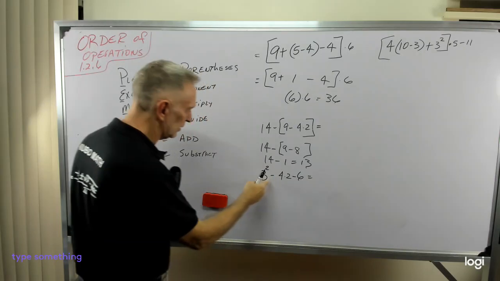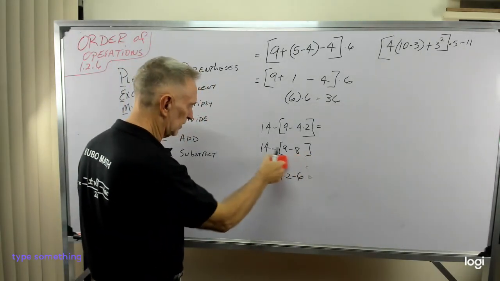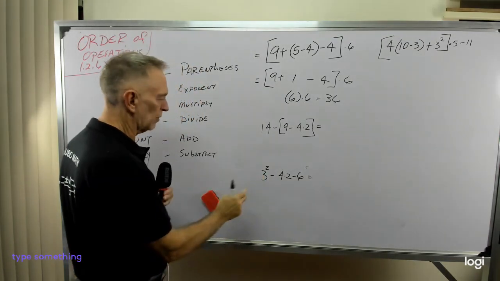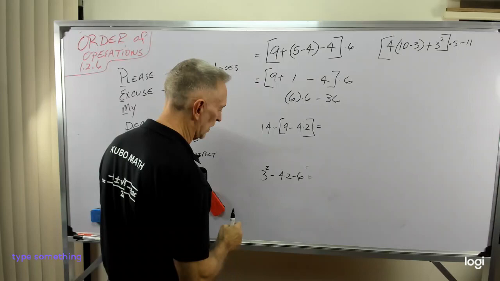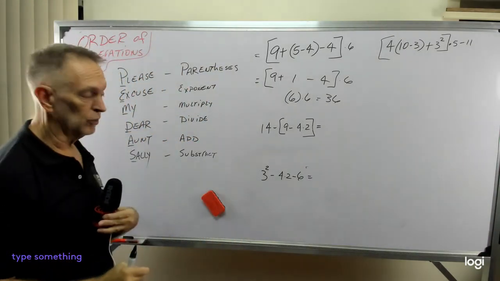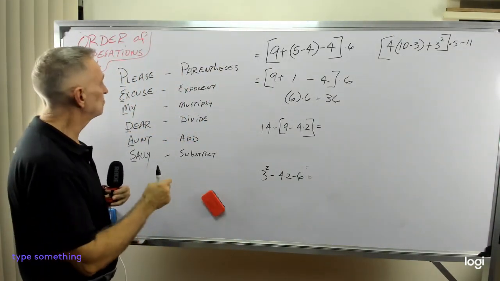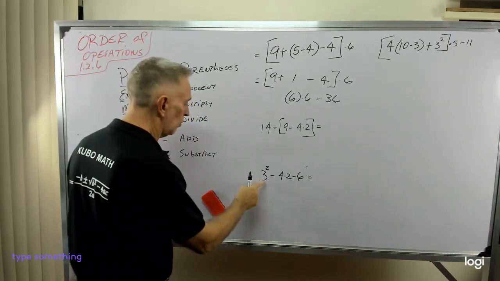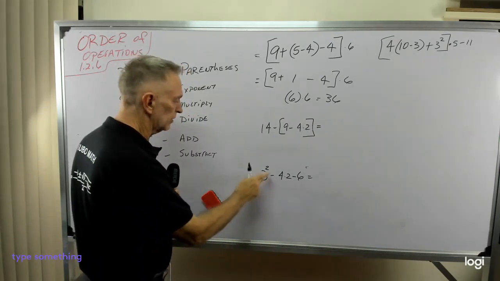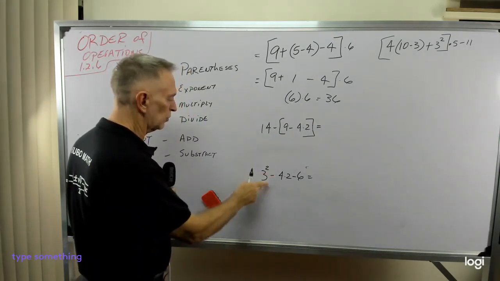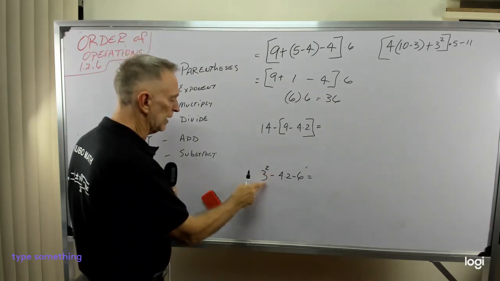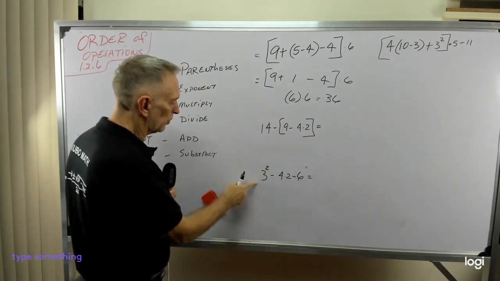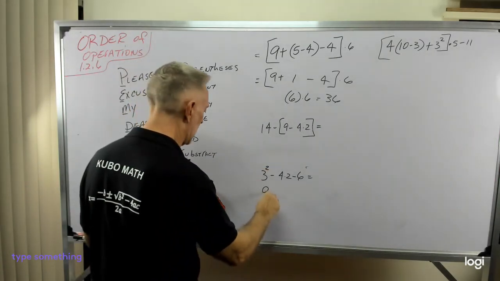Okay, so now in this case, let me clean up some of this so you can still see the problem. 3 to the second power minus 4 times 2 minus 6. What to do? Well, do I have a parentheses? No. Do I have an exponent? Yes, I do. Recall, what's the rule? We're saying 3 squared, or 3 to the second power, means the base, this number, times itself this many times. So 3 times 3 is 9.